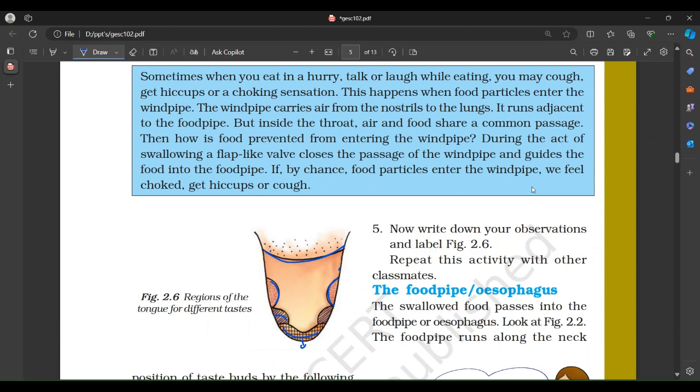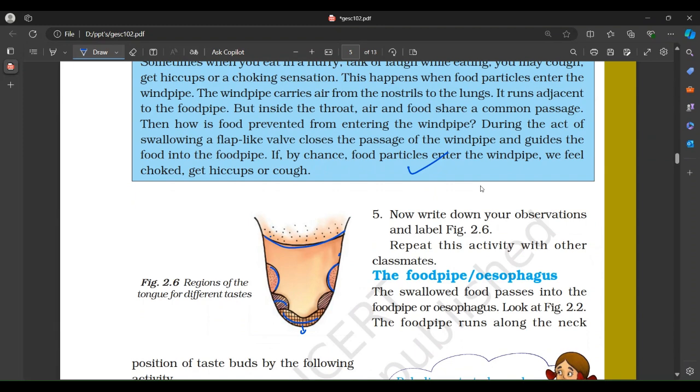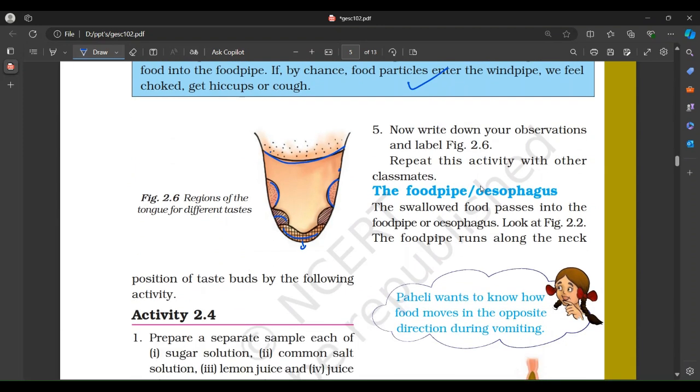Then how is food prevented from entering the windpipe? During the act of swallowing, a flap-like wall closes the passage of the windpipe and guides the food into the food pipe. If by chance food particles enter the windpipe, we feel choked, get hiccups or cough. Sometimes we eat in a hurry, if you have to go somewhere, and then you will get hiccups, because food particles enter the windpipe. So we have to eat slowly and sit comfortably. That's the precaution for that.